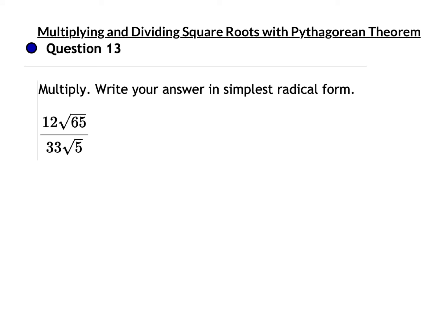Question 13. 12 and 33 are both divisible by 3. Divided by 3, we get 4 and 11. Root 65 and root 5 are both divisible by 5. We get 1 and 13. That's root 13. Notice below it's 11 times 1, which is 11. And above 4 root 13. And there's our answer.